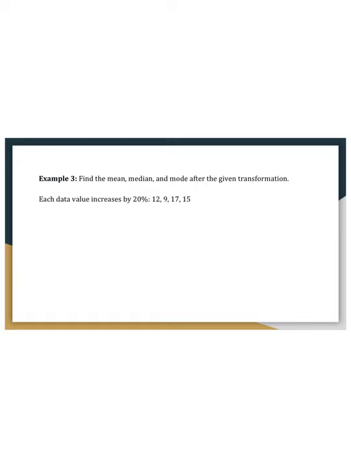For our example here, we're going to go ahead and try and find the mean, the median, and the mode after a given transformation. And in this case, each data value is going to be increased by 20%. So what I'm going to do is find the mean, median, and mode for the original data set, and then I'm going to transfer that by increasing it by 20%. The first thing I'm going to do is write this in increasing order. So we start with 9, 12, 15, and 17.